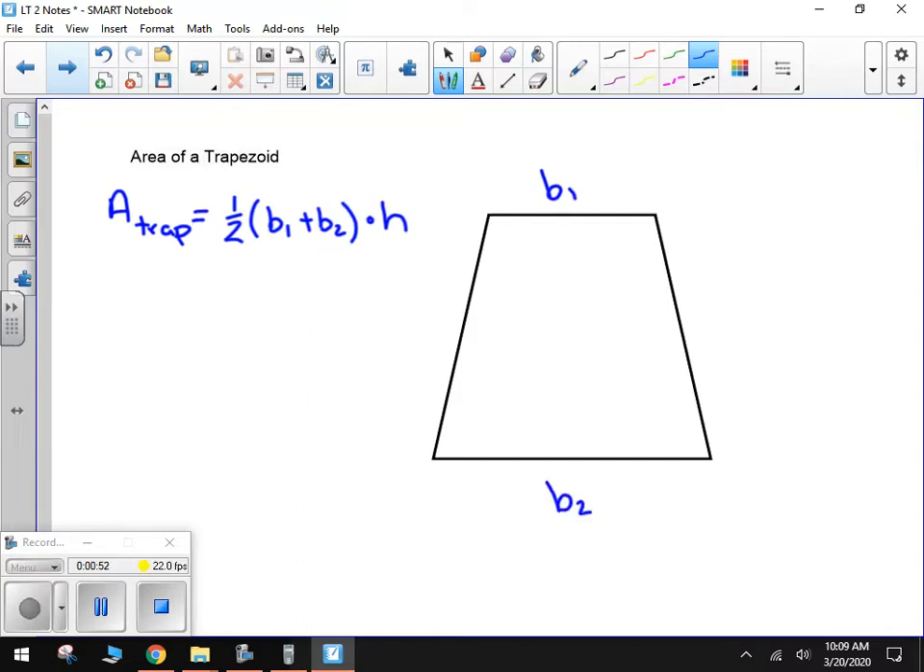Okay. And just like in our other shapes, our height has to create a 90-degree angle. So my height is actually going to be here. It's going to be the altitude. But I also can give it outside the trapezoid, just like in a parallelogram.